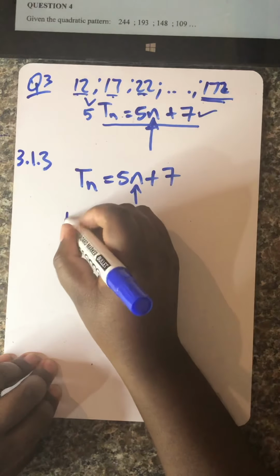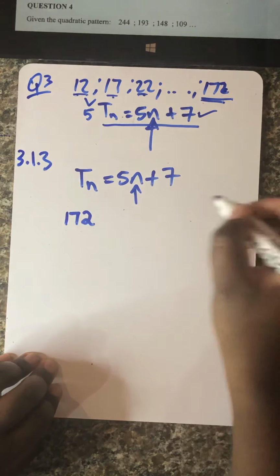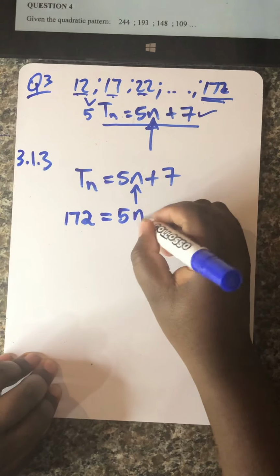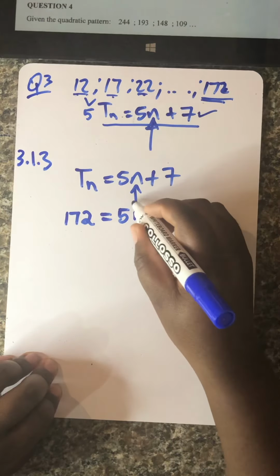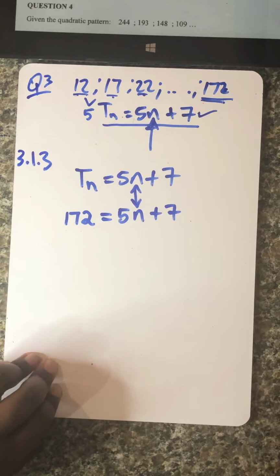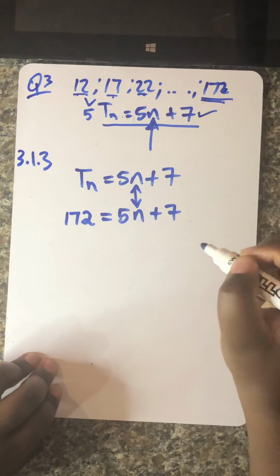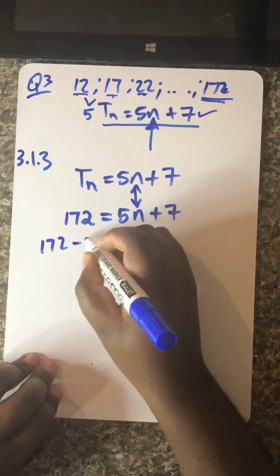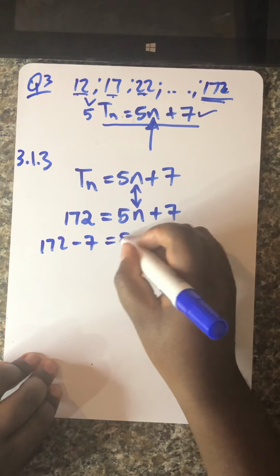Okay, so that means where the last number is 172, what is the number of that term? 5n plus 7. So what you do is just solve for n. You obviously know that you're going to subtract this by 7. You're going to move it to the other side. Let me just write in full steps. Obviously it's minus 7 because it was positive, it changes sign, and then you have 5n.